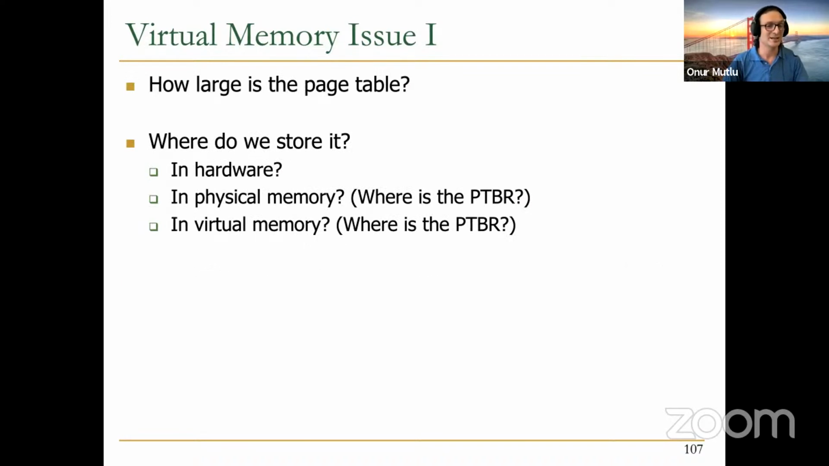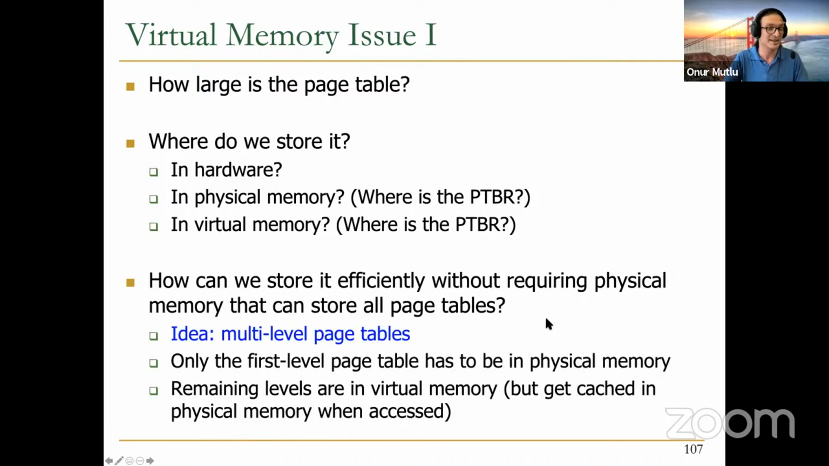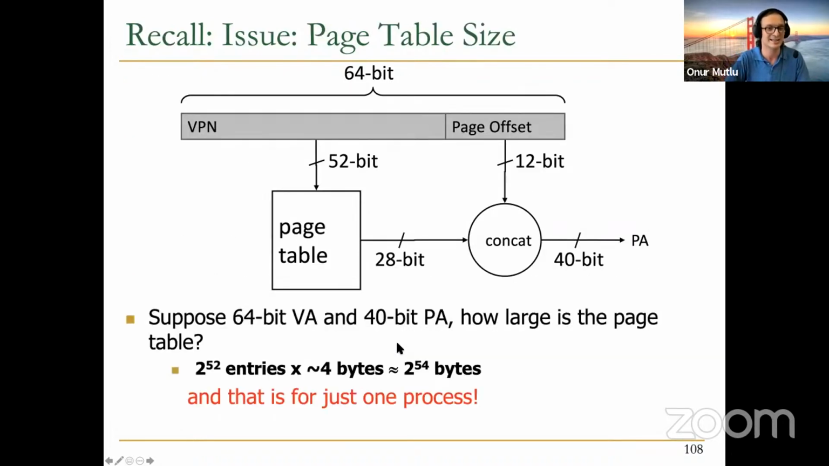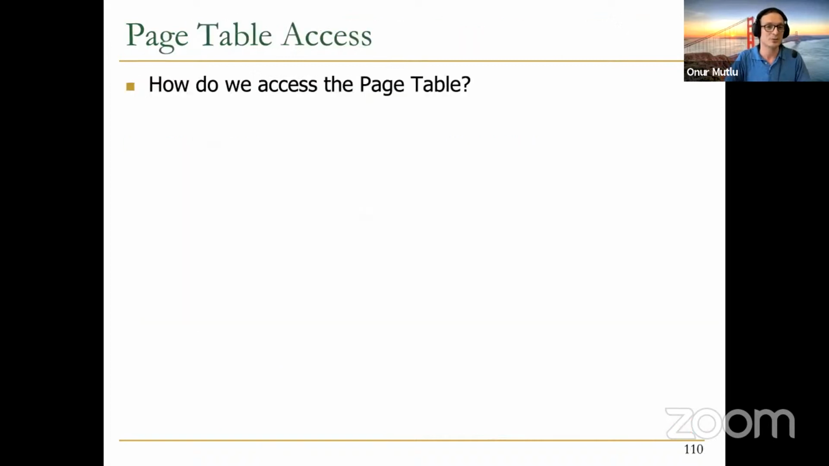So issue one is, how large is the page table? Where do we store it? In hardware, physical memory, virtual memory? I think we've already discussed these questions. With multi-level page tables, part of the page table is in physical memory, and the rest is in virtual memory, and some of it is not allocated also. How can we store it efficiently without requiring physical memory that can store all page tables? The idea is multi-level page tables, as we have discussed. This is the slide that I'm showing you for the fourth time, perhaps, because we saw it in the last lecture also. And we've already discussed the solution.